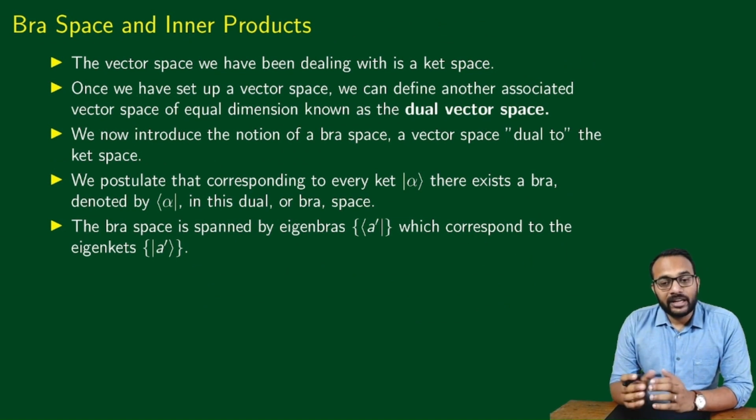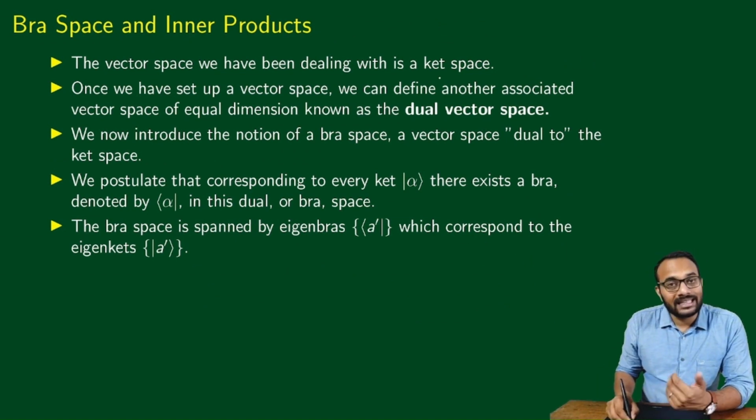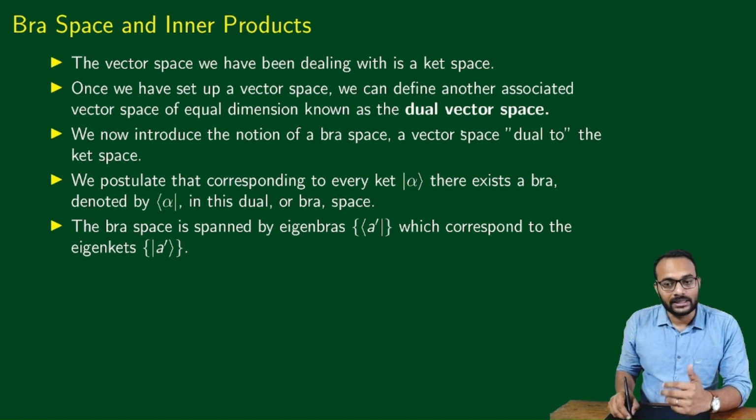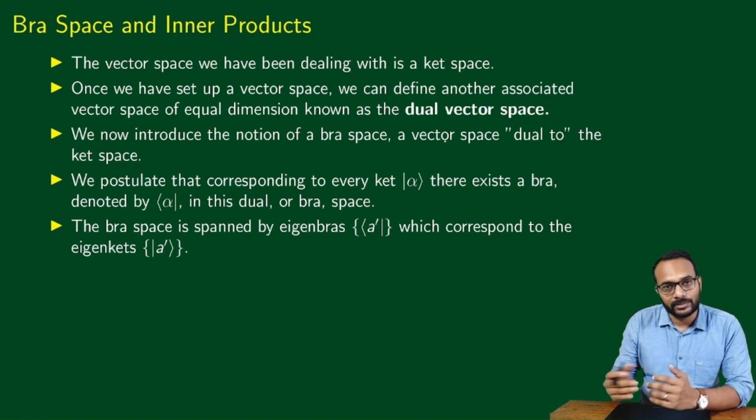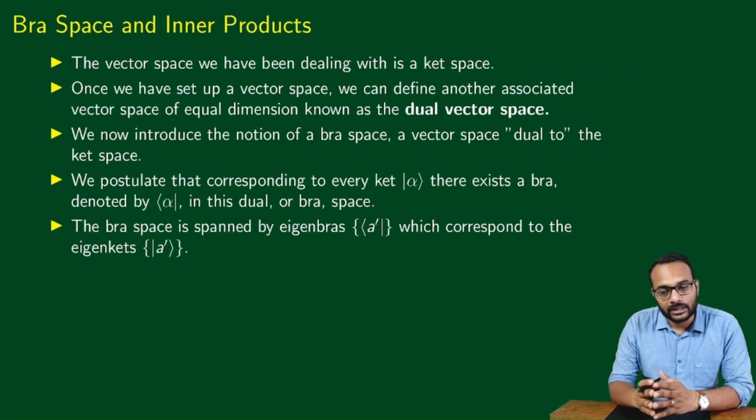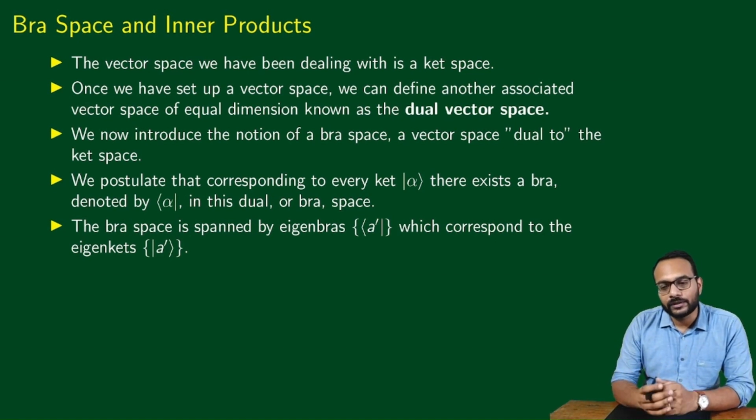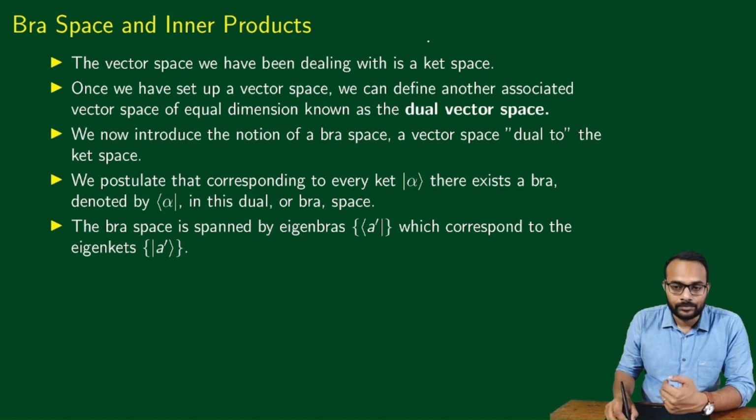The vector space that we have been dealing with so far was called the Ket space. Once we have set up a vector space, we can define another associated vector space of equal dimension known as the dual vector space. As I said, this is true in the case of all the vector spaces that we have studied so far. If it's a Euclidean vector space, over there also we are defining a dual vector space. In the case of Minkowski four vectors, also we were constructing a dual vector space. The aim of thinking about the dual vector space is mainly as a map from the space of vectors to a space of numbers.